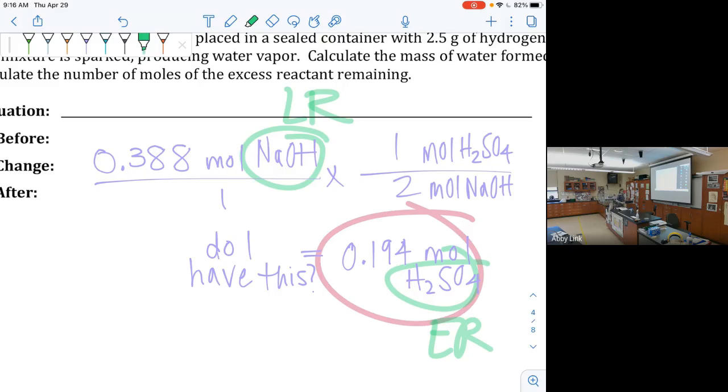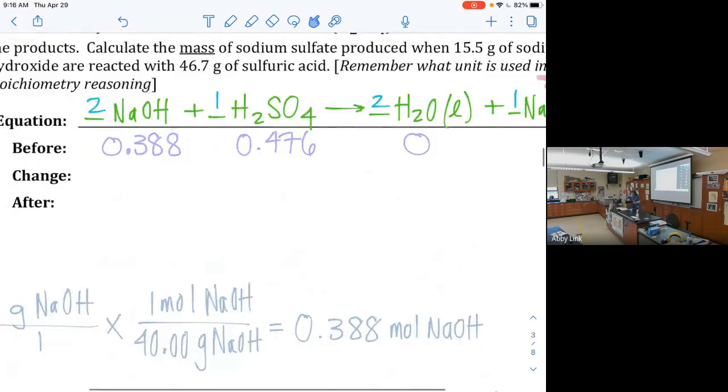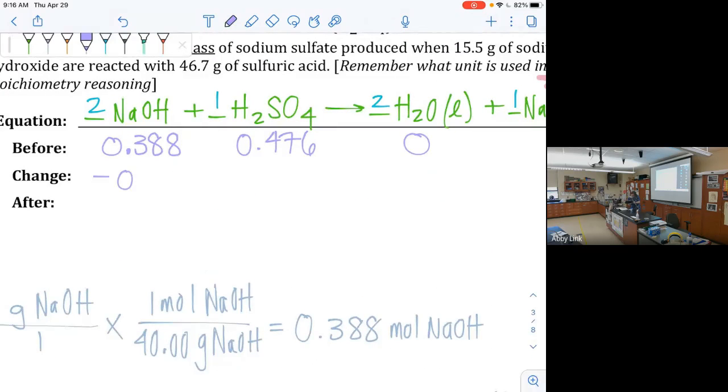All right, so up here in our table, we are going to use up all of our limiting reactant. And let me go ahead and put a little LR by our NaOH just so we have it right there in front of our faces. And then we're going to use up 0.194 moles of our H2SO4. Okay? The 0.194?